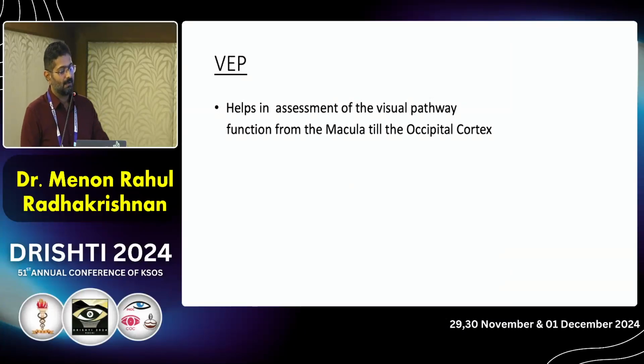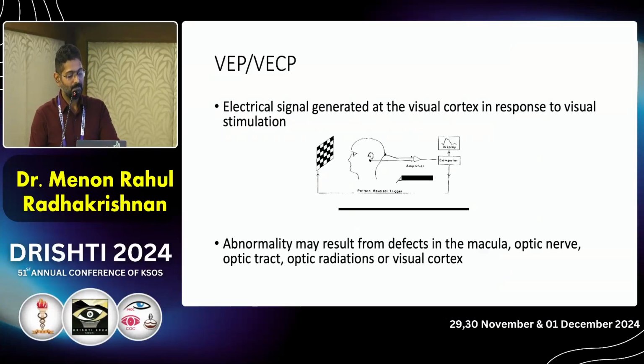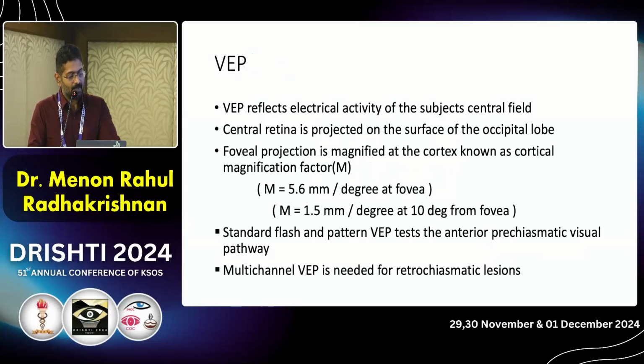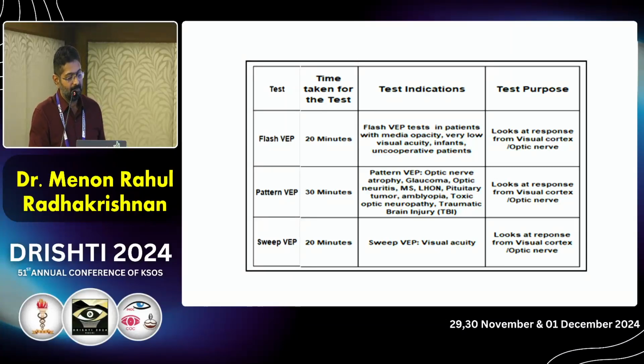Now VEP helps in assessment of the visual pathway. Basically, the visual cortex is represented, has a major. The macula is mostly. The electric signal generated in the visual cortex is in response to visual stimulation. So VEP reflects the electrical activity of the subject's central field. The central retina is projected on the surface of the occipital lobe. So the foveal projection is magnified at the cortex, which is known as the cortical magnification factor. This is M. So we have the flash VEP, pattern VEP, and sweep VEP.